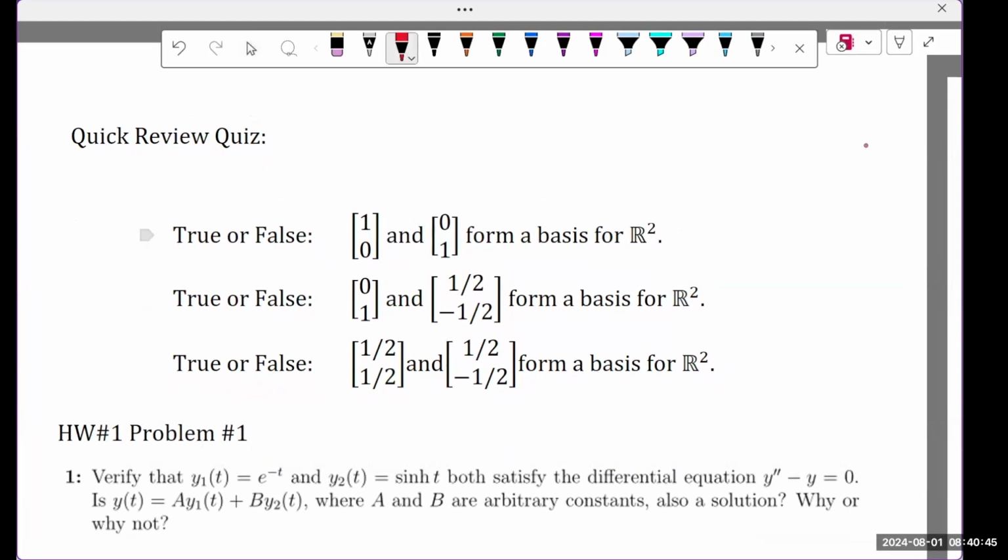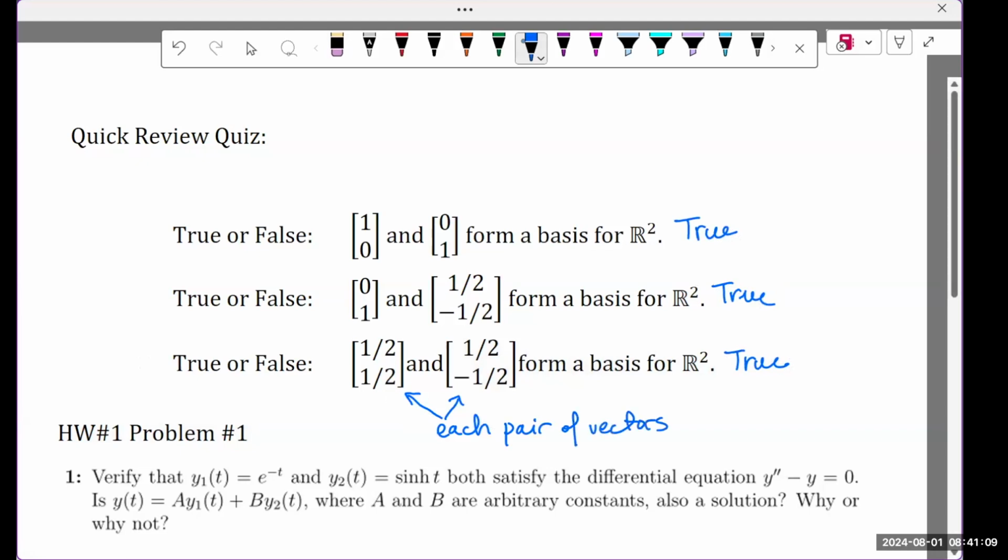Hopefully you found that each one of these statements is true. Why? Because each one of these sets of vectors is a linearly independent set. And of course, they are not just linearly independent, but as a set, they form a span of all of R2. How do we know that? Because we remember from our linear algebra days that in order to form a basis for an n-dimensional space, we need exactly n linearly independent vectors.